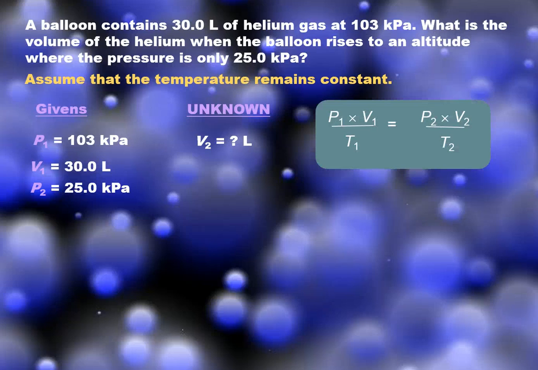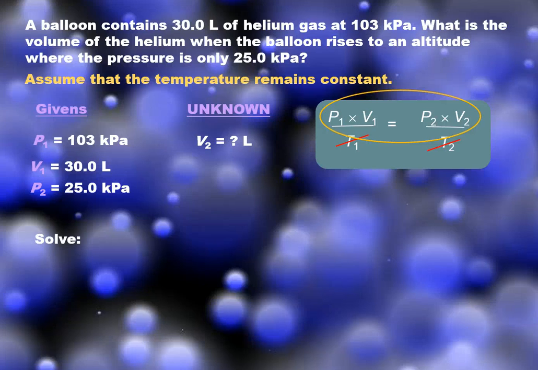So we're going to use the combined gas law. That's the only equation that you need to learn. Now here's the thing, temperature is constant. So what are we going to do? We don't know what the temperature is, and we don't need to know. So here's what we do. We're just going to cross out the T's. And so our equation then is P1 times V1 equals P2 times V2. It's that simple. So you don't have to memorize 3 equations, just this one.